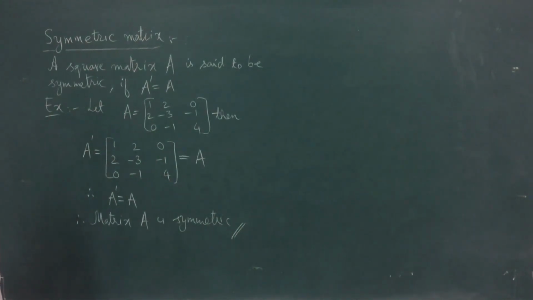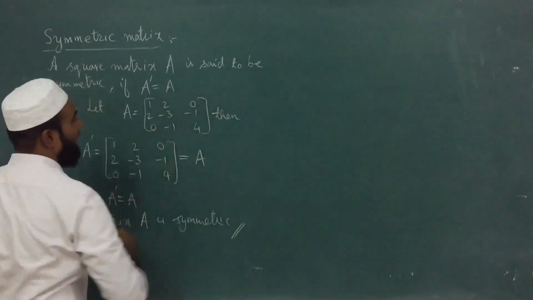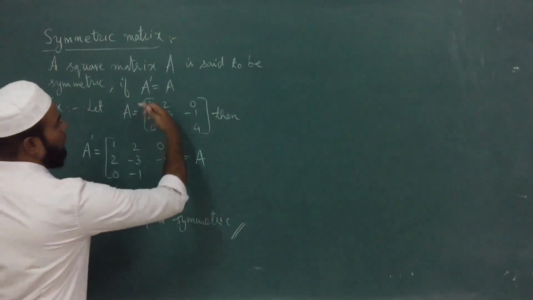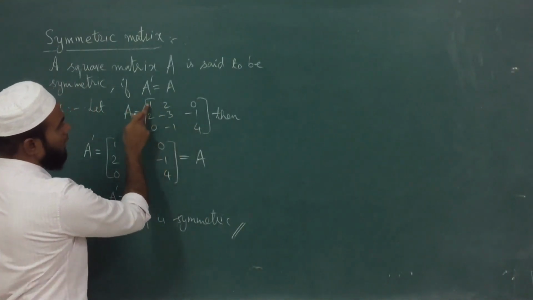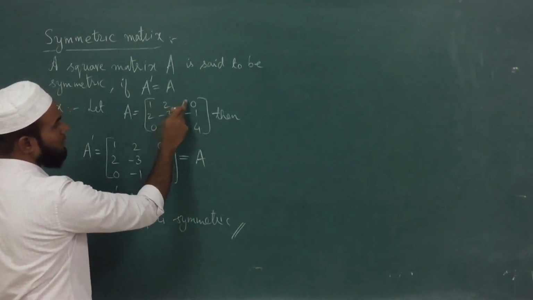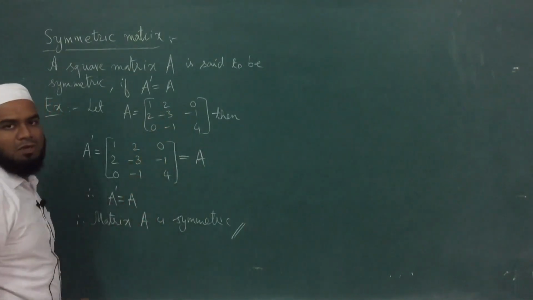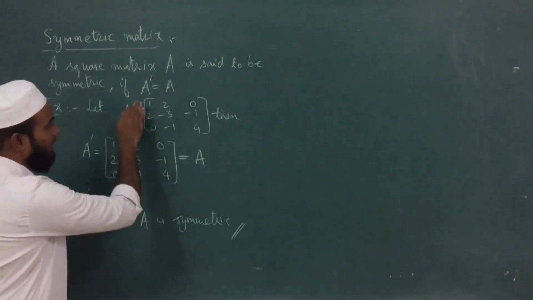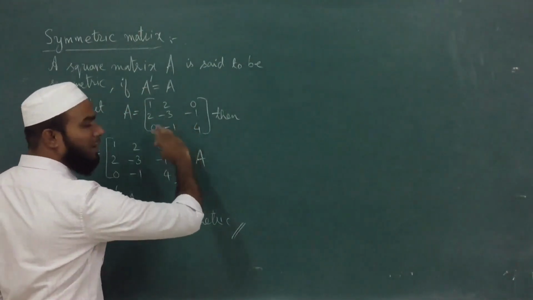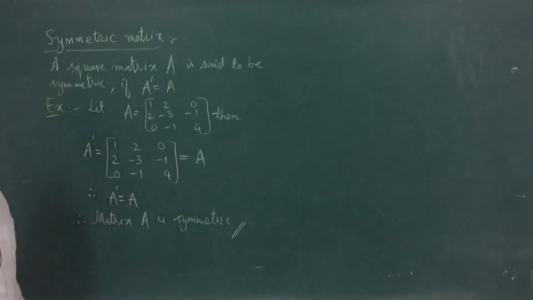Symmetric means if you see from the two angles, the above-diagonal and below-diagonal entries should be the same. If you consider this as the diagonal of the matrix, the elements above are 2, 0, minus 1, and the elements below are 2, 0, minus 1. So this kind of symmetry should be there along the diagonal. That's why such matrices are called symmetric.